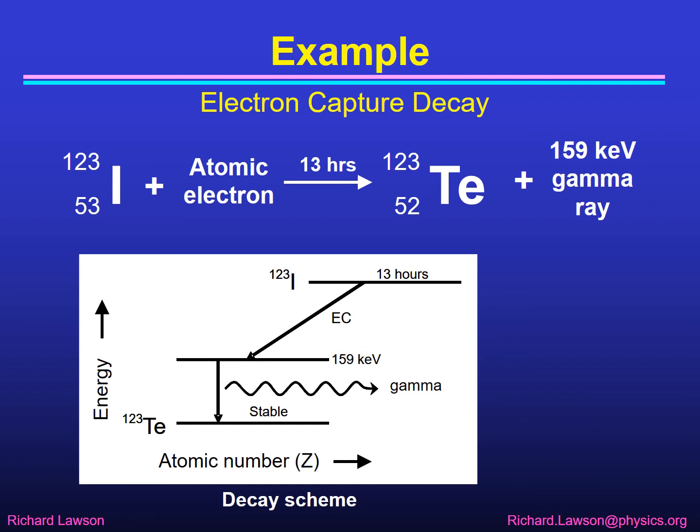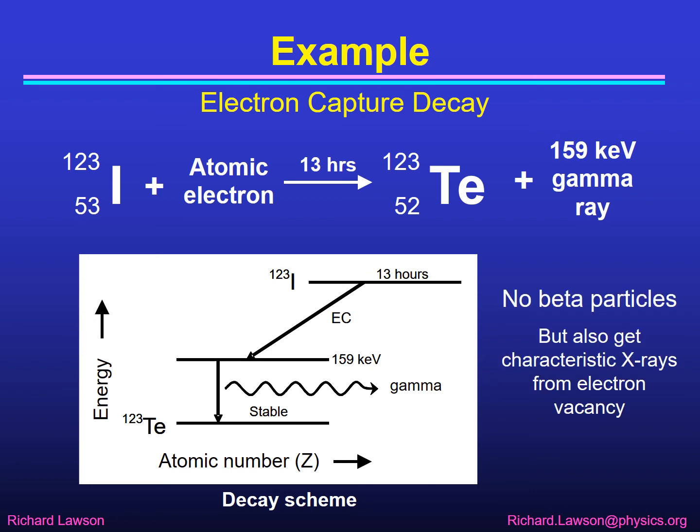So we move across to the left in the diagram, and we end up at this energy level here, which has got an energy of 159 keV above the ground state, and that immediately decays down into the ground state, giving off the energy in the form of this gamma ray with 159 keV of energy, and we end up with tellurium-123, which is stable. So that decay scheme allows us to understand the decay and see what emissions it gives.